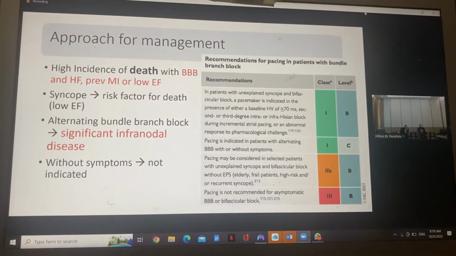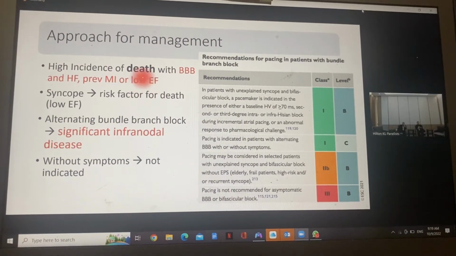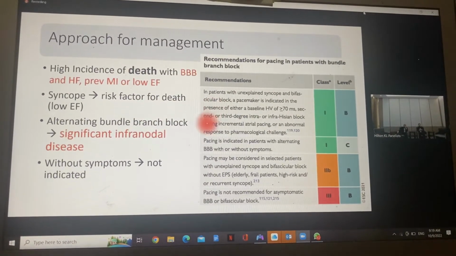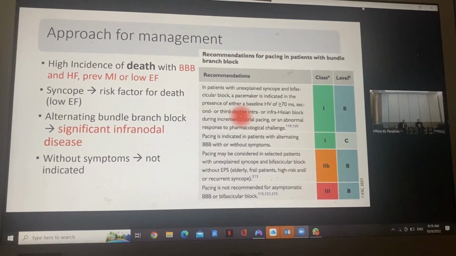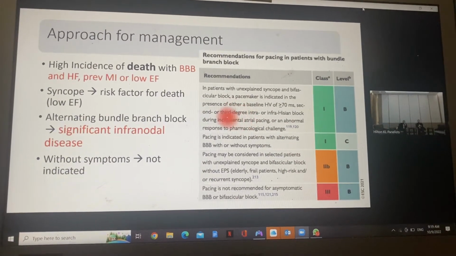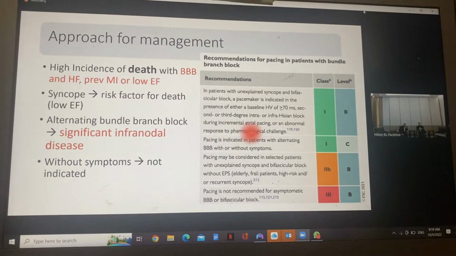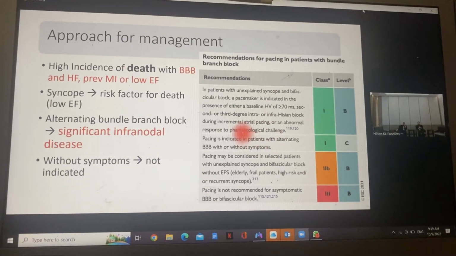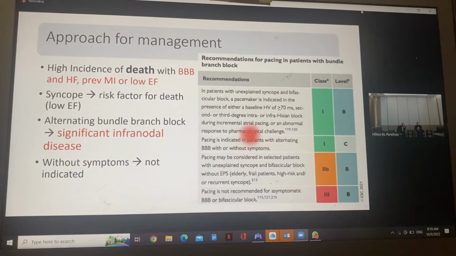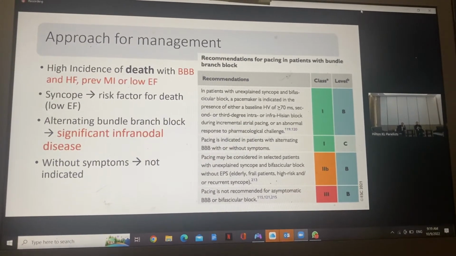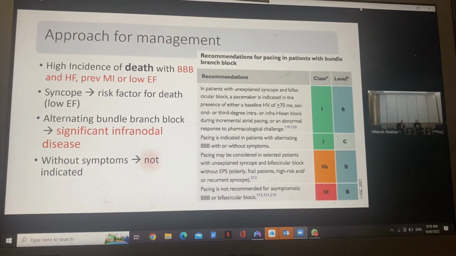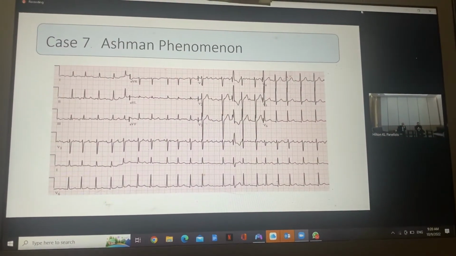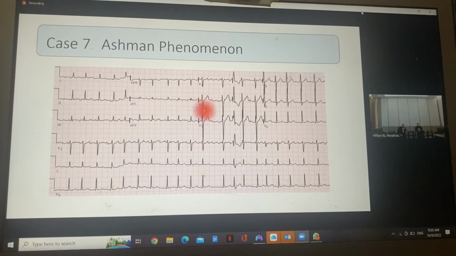As for management, it can manifest with syncope, and it is actually a risk factor for death. So in the 2021 ESC guideline, it's recommended that for patients with unexplained syncope and bifascicular block, a pacemaker is indicated if the HV interval is prolonged, and at the same time if they have evidence of third degree or infra-Hisian block on EP study, because they have significant conduction system disease. Case number 7: I believe everyone is aware this is the Ashman phenomenon.